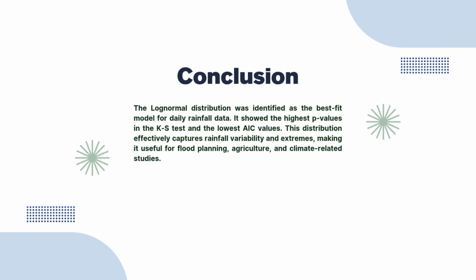To conclude, this study found that the log normal distribution was the most suitable model for the daily rainfall data across 5 stations. This was based on the highest p-values from the KS test and the lowest AIC values, which indicate the best fit. So the log normal distribution accurately represents the skewness and extreme rainfall pattern in Malaysia. This result can support better planning for flood risk, agriculture, and climate adaptation.